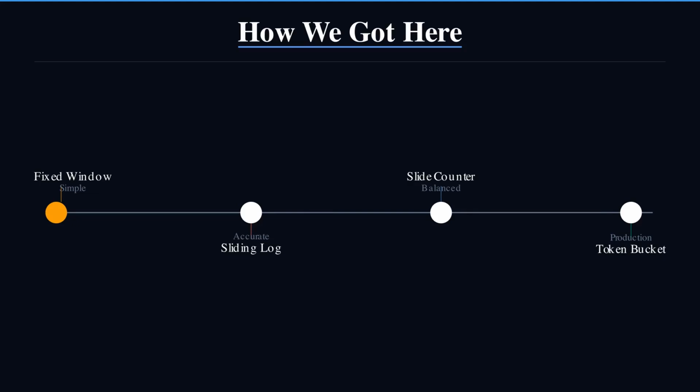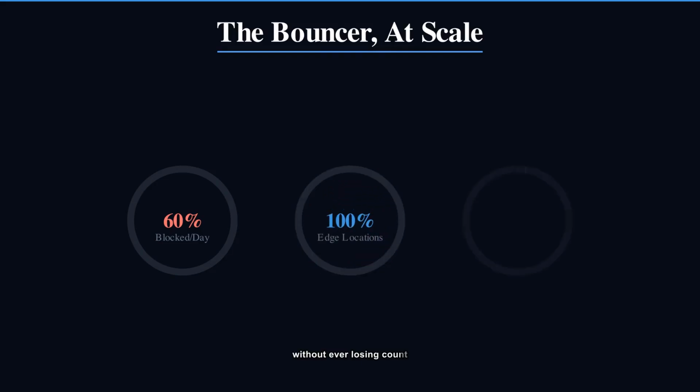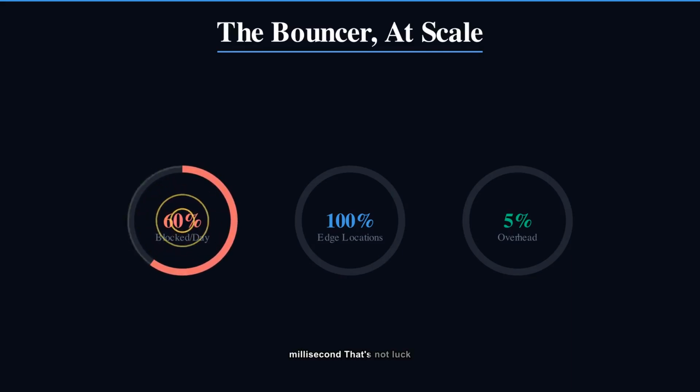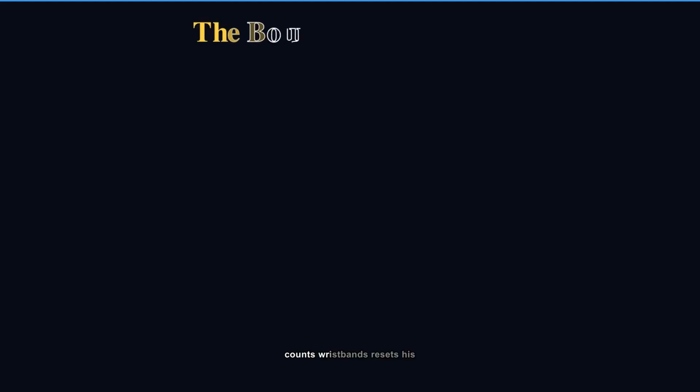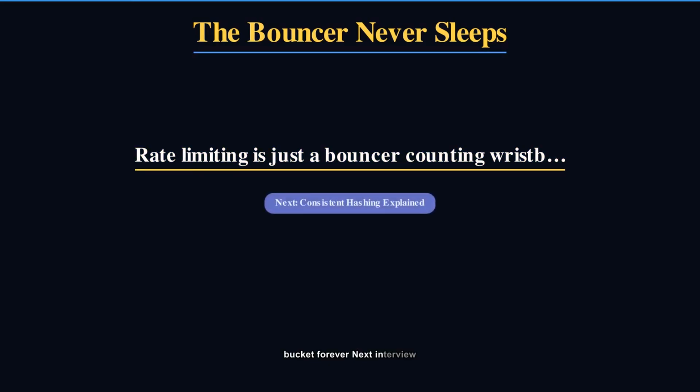Back to our bouncer. Cloudflare's version rejects 60 billion people a day, across 1,000 doors, without ever losing count. Stripe's version hands out wristbands in half a millisecond. That's not luck, that's a handful of these algorithms running quietly on every request you'll ever make. The bouncer never sleeps. He just counts wristbands, resets his clock, and refills the bucket forever.